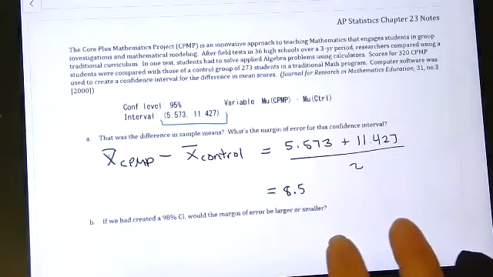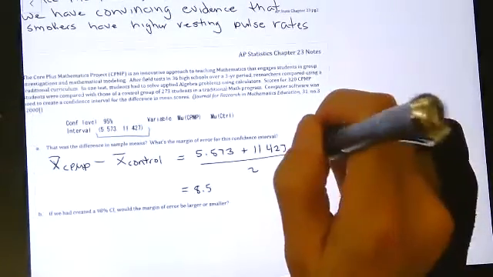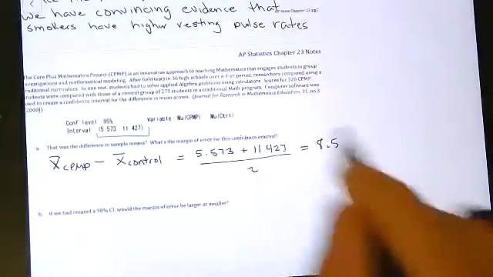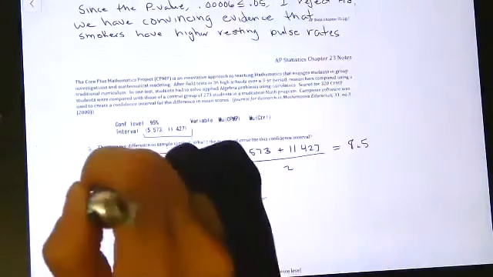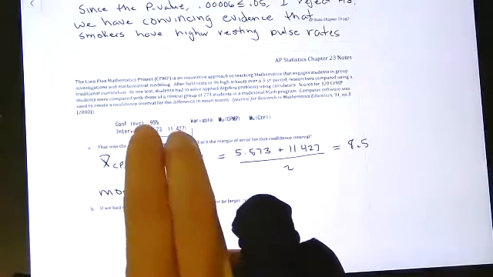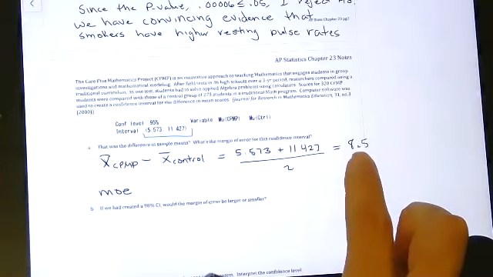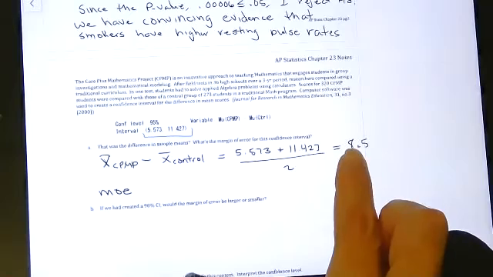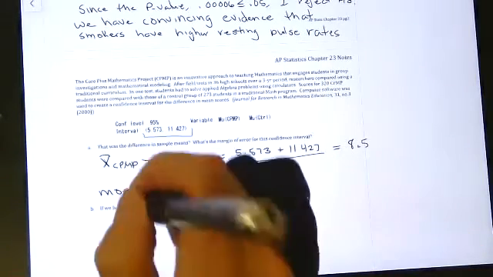And then it says, what's the margin of error? And I didn't leave myself enough room here, so I will put the 8.5 over here. And then I will find the margin of error. Margin of error is half the distance of the interval. So the margin of error is the distance from the center, from 8.5 to either endpoint. So I could just take an endpoint and subtract 8.5, or I could find the distance between these and divide by 2.